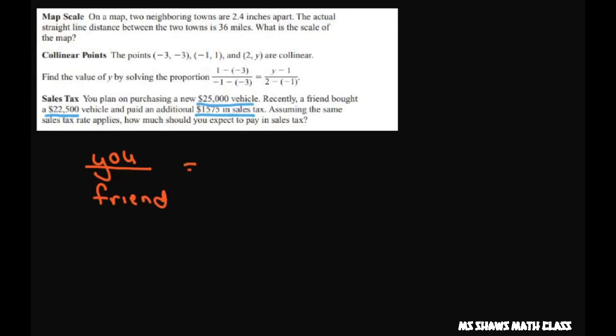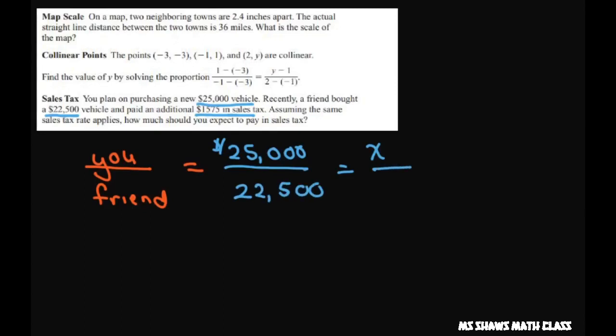All right, so you paid $25,000, and we don't know the sales tax yet. Well, let's put 25, and you don't know the sales tax. We'll put it here. Your friend paid $22,500, and they paid $15,075. All right, so just to solve for x, that's what you want to find.